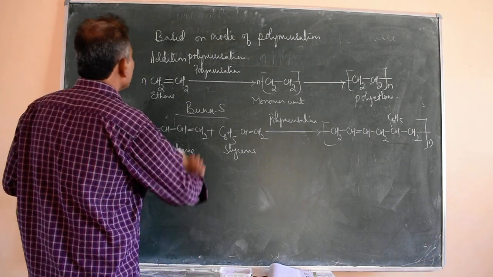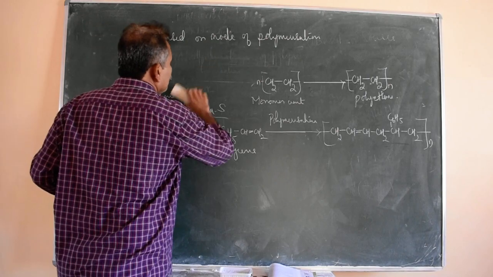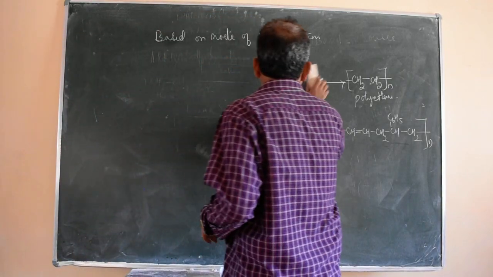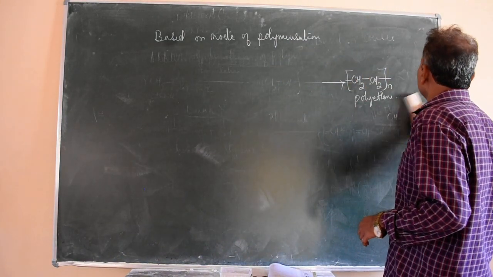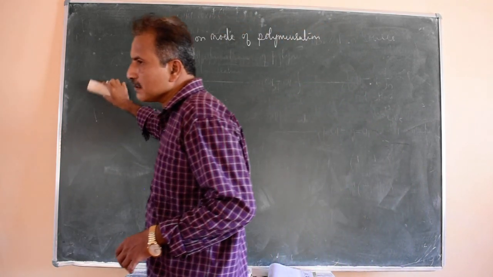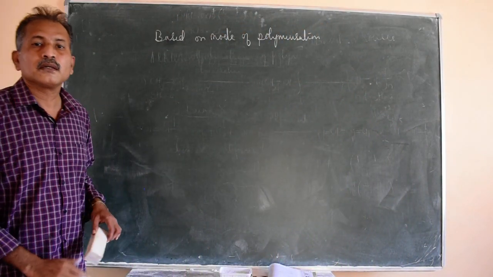Therefore, second class of polymers is condensation polymers, where we join two monomeric units by condensation.